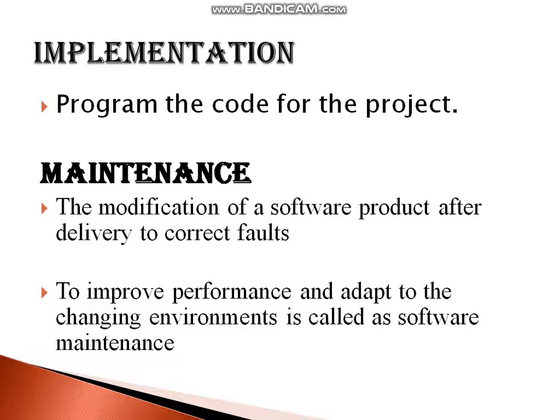Next one is the implementation. Implementation is a part of the process where software engineers actually program the code for the project. Implementation is used for converting a system specification into an executable system. And then implementation success depends on how much the user likes the product and prefers to use it regularly, which is the main purpose of implementation.